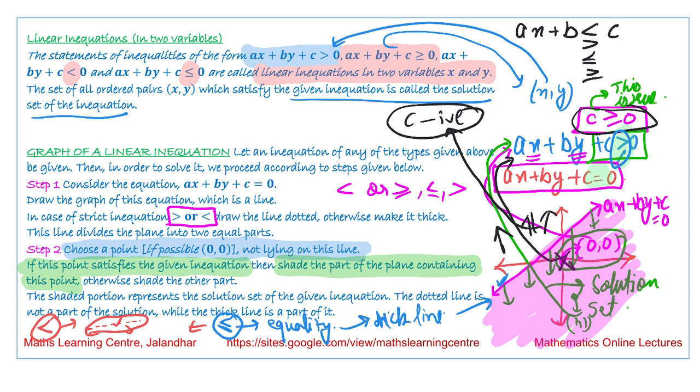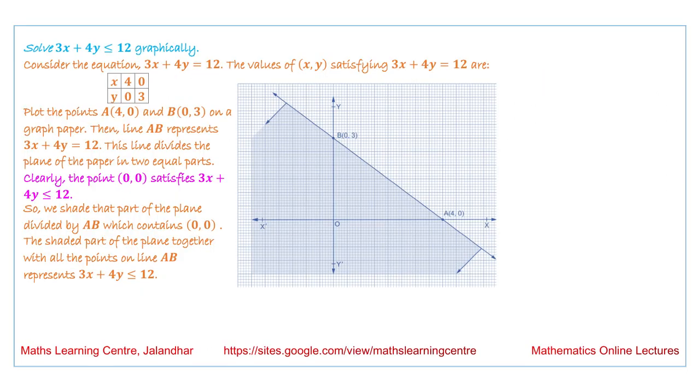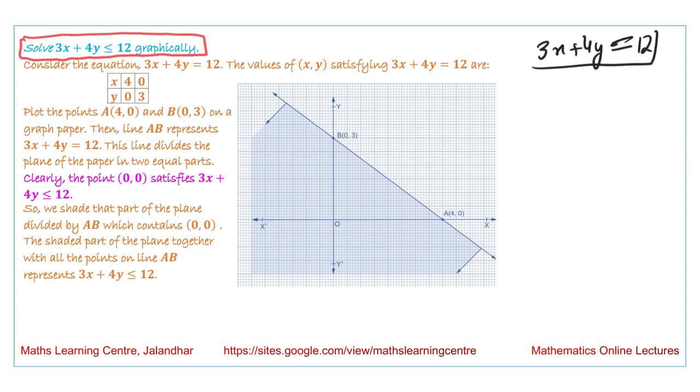So these things will be more clear to you with an example. First, solve 3x plus 4y is less than or equal to 12. The first step is to draw the line 3x plus 4y is equal to 12. We will draw a solid line, the thick line, because there is an equality sign. The sign we have is less than or equal to, so whatever points are lying on this line will be part of the solution. So we are going to draw the solid line over here.